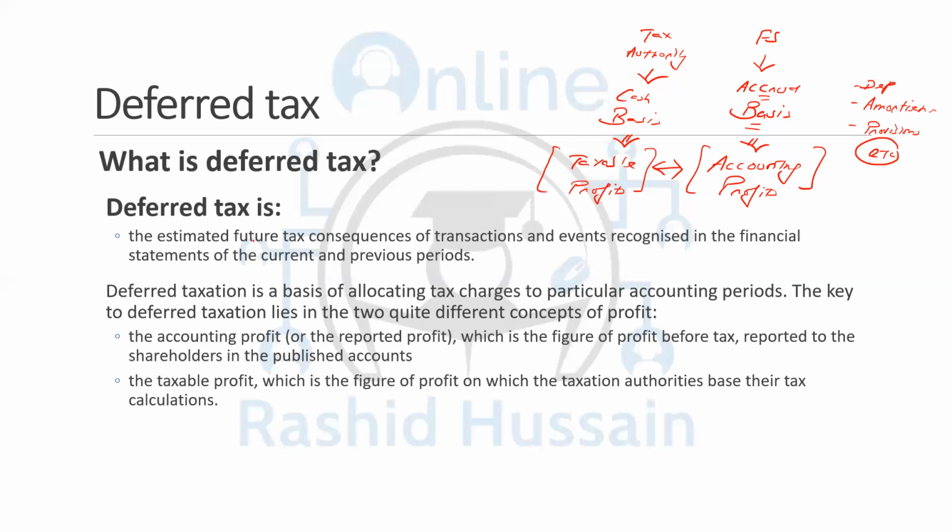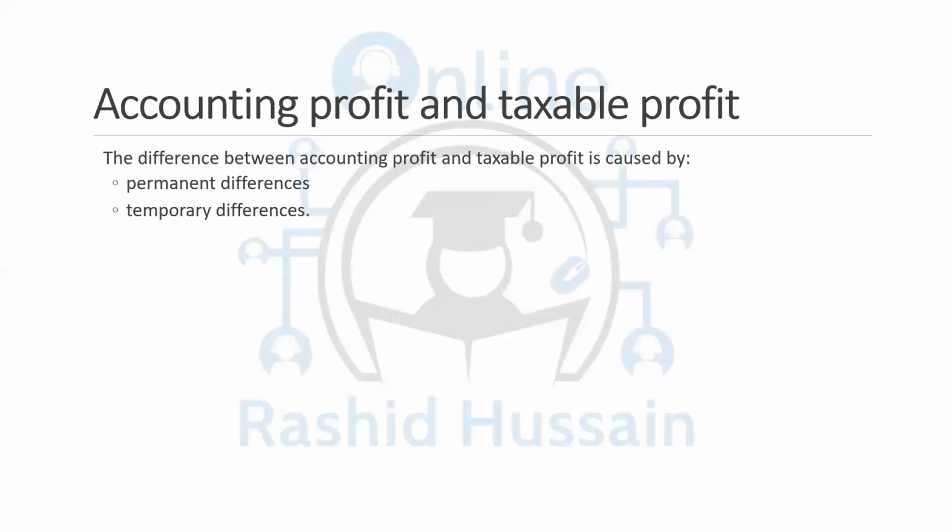So the deferred tax is the estimated future tax consequences of transactions and events recognized in the financial statements of the current and previous period. And these differences are due to the difference between the accounting profits and the taxable profits. When you have calculated the accounting profit, this is based on the accrual basis. Using the cash basis, you get the taxable profit. There will be a difference between these two, and as a result, we will have differences. These differences are classified between the permanent difference and the temporary difference.